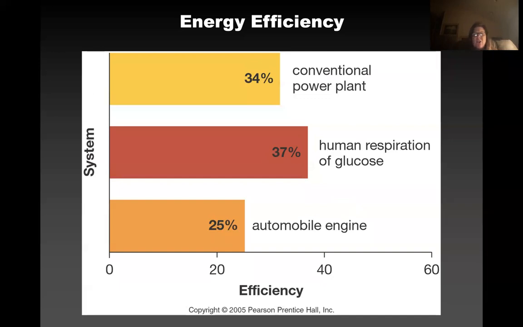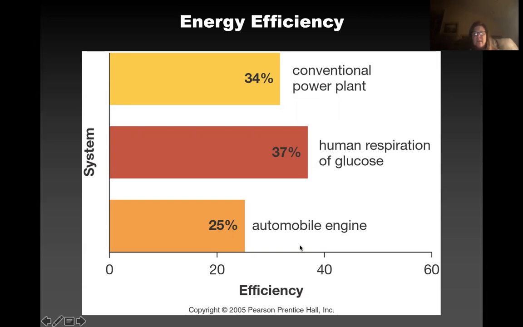This is just a chart that shows you a conventional power plant is only 34% efficient. Human respiration, which we're going to get into, cellular respiration, and how we convert glucose to energy, that potential energy in the sugar you eat, is only 37%. And of course, an automobile engine is only 25% efficient. So you can see that conversion from potential to kinetic does result in a lot of loss of usable energy.